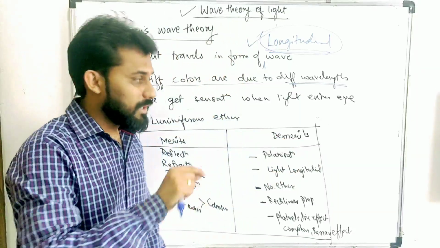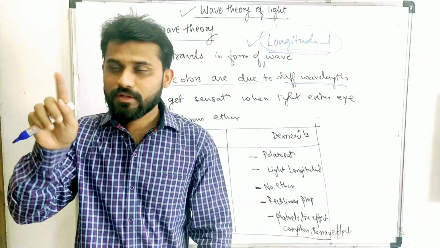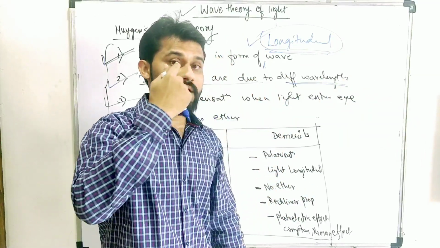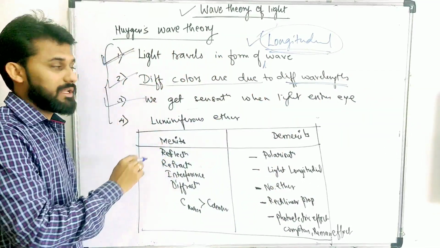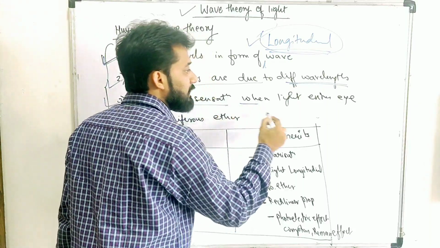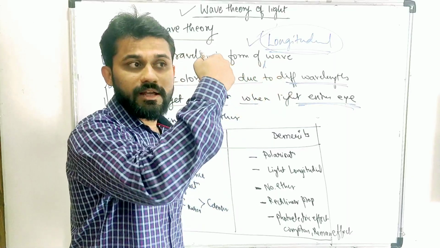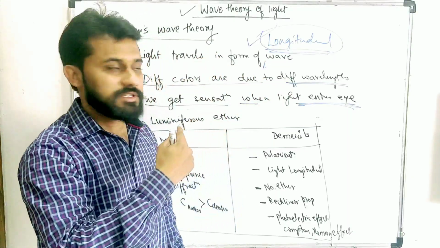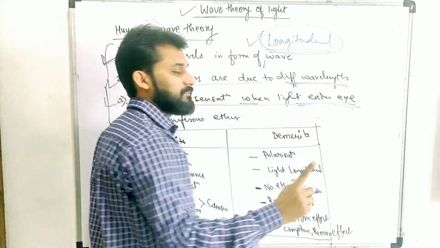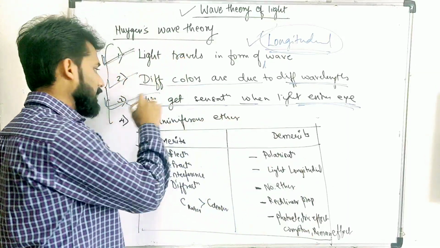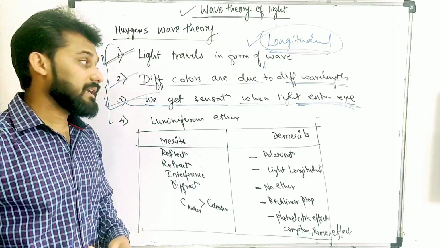But with a light wave, you cannot see that the light wave is traveling in this way. You cannot see a light traveling. Light can only be seen when it enters the eye. So this is a very important point, that we get the sensation of light when it enters the eye. If it goes past from the side, I cannot see it. So light can only be seen when it enters the eye, not when it goes through the side. So the third point is, we get the sensation of light when the light enters the eye.